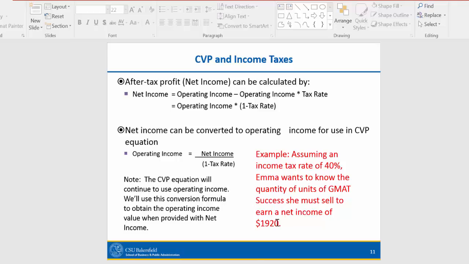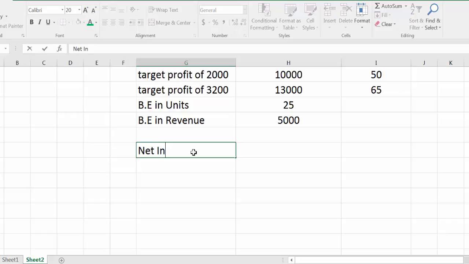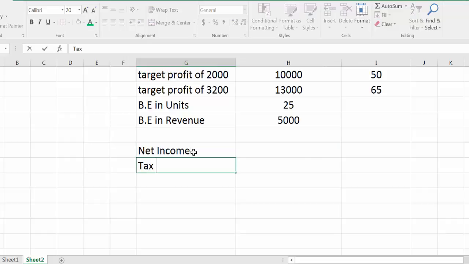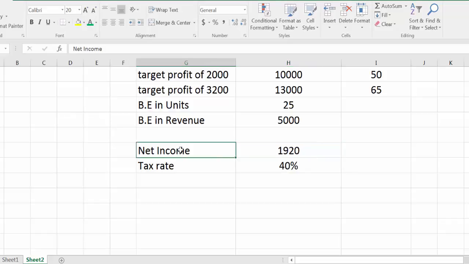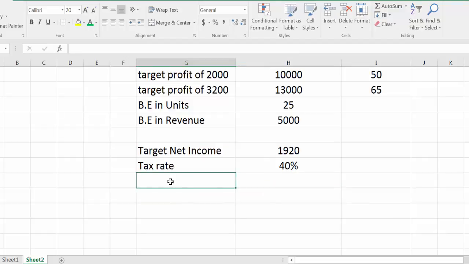So now let's look at this question. First of all, we start with net income, and the tax rate is 40%. The net income is the target net income. So the target net income is 1,920. The tax rate is 40%.